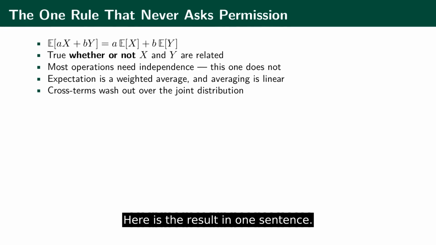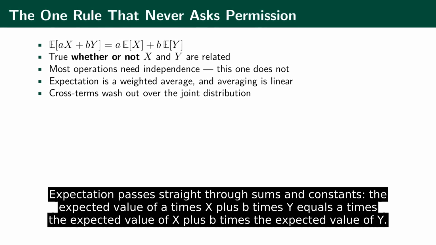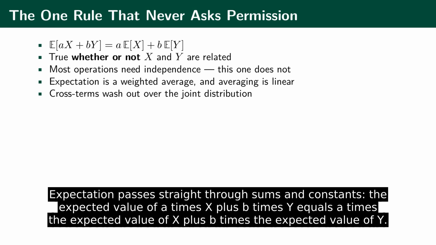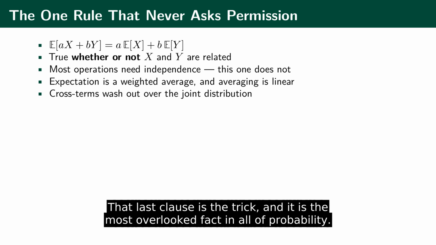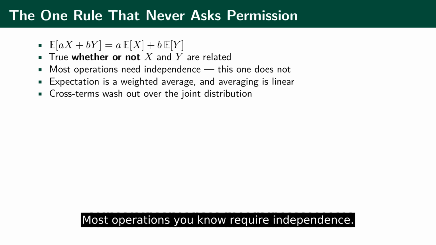Here is the result in one sentence. Expectation passes straight through sums and constants. The expected value of a times x plus b times y equals a times the expected value of x plus b times the expected value of y. And this is true whether or not x and y have anything to do with each other. That last clause is the trick, and it is the most overlooked fact in all of probability. Most operations require independence. Linearity of expectation does not.